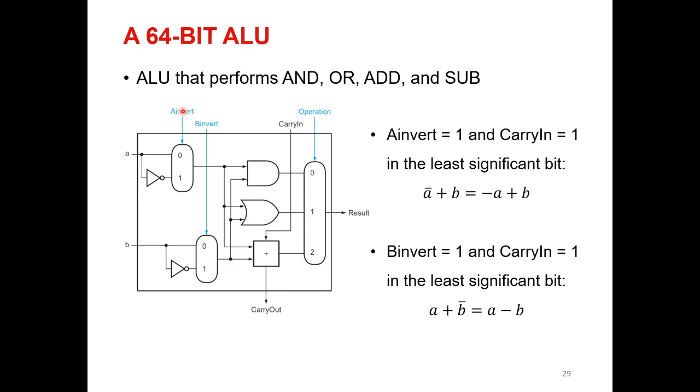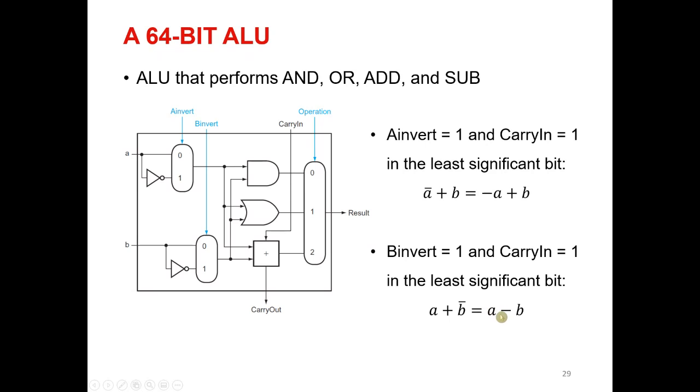So then if the A invert is 1 and the carry in is 1, we are calculating the two's complement of A. And if we add to B the two's complement of A, it is the same as subtracting A from B. Make sense? Similarly, we have the same with B.